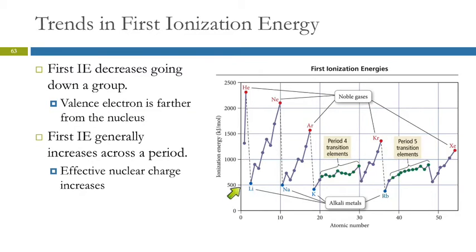So as you go across, like from lithium to neon, we see that the ionization energy in general, there are some glitches, in general increases, because the effective nuclear charge is increasing and the size of the atom is decreasing.